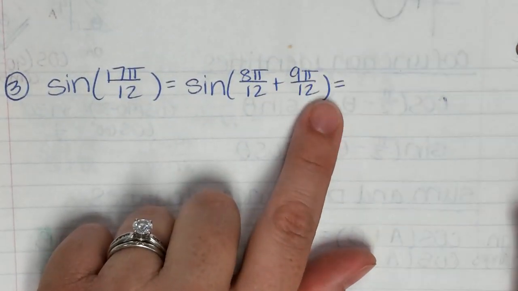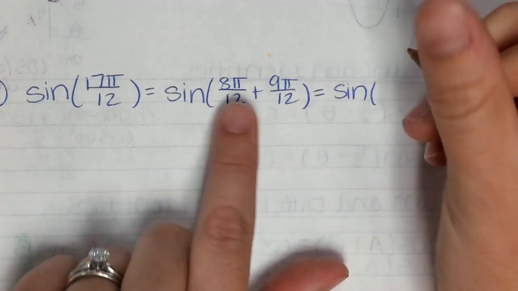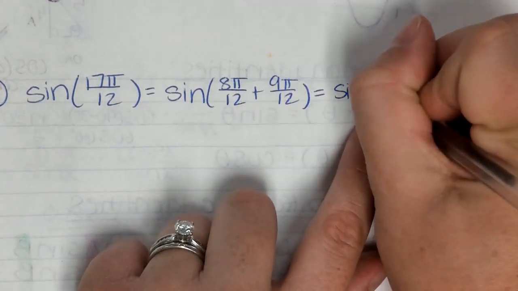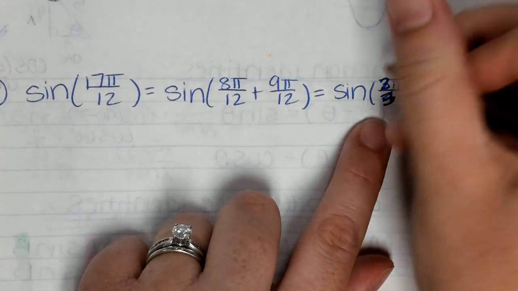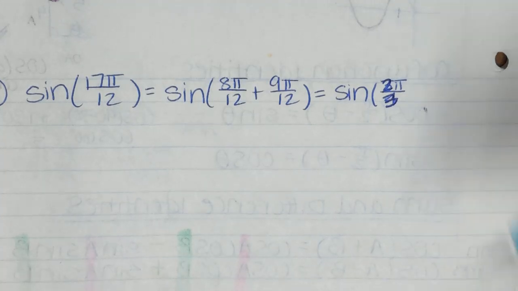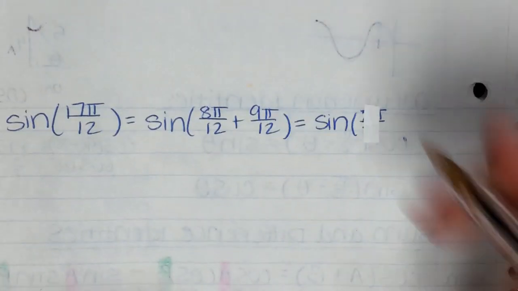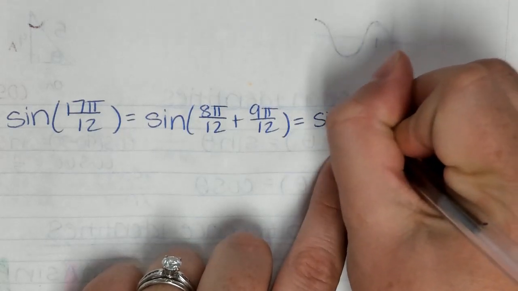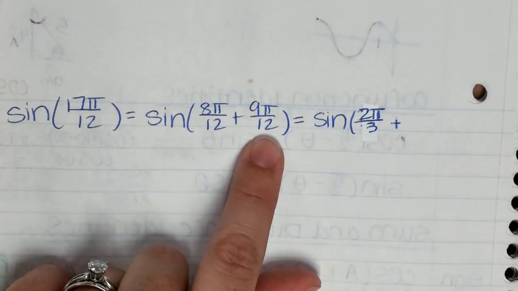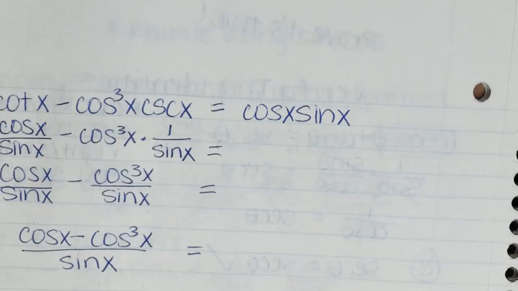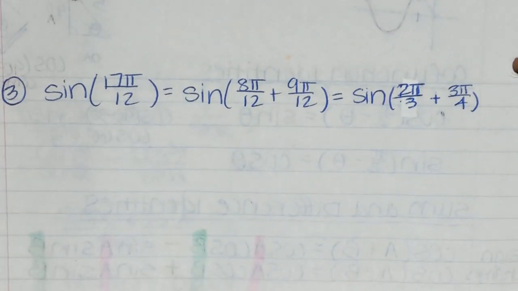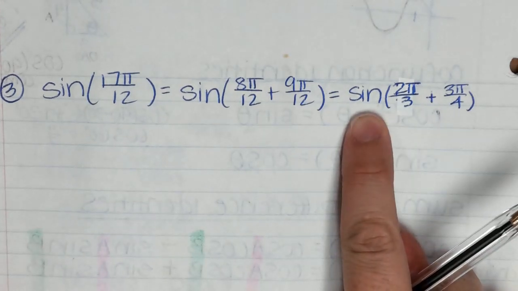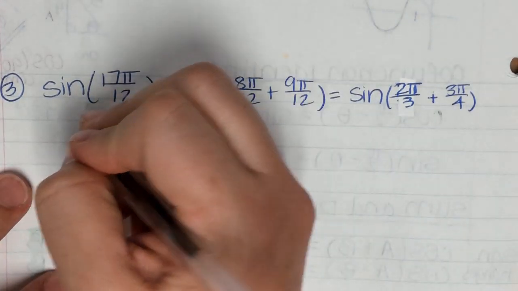Let's reduce those so we recognize them on the unit circle. 8 pi over 12 is 2 pi over 3. And 9 pi over 12 is 3 pi over 4. Okay, now, is that sine, cosine, sum, or difference? Sum. Oh, sine. So it's sine. So we're going to start with the sine.